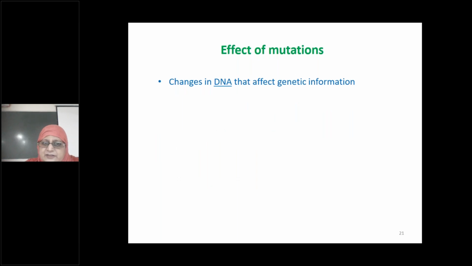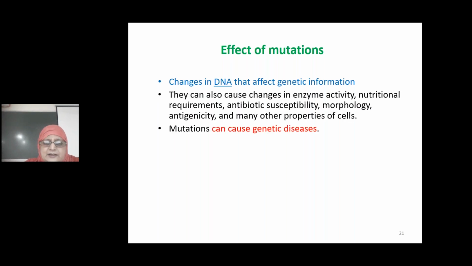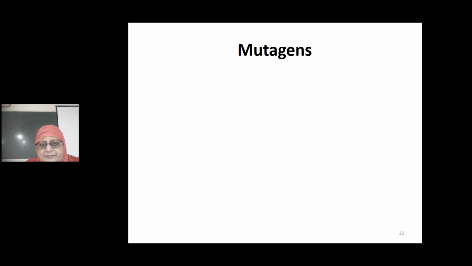Now, what are the effects of mutation? The mutation will cause a change in the DNA, and a change in DNA will affect the genetic information. Because of the change in genetic information, they can cause a change in enzyme activity. They may change the nutritional requirements, antibiotic susceptibility, morphology, antigenicity, and many other properties of the cell will be affected. So mutations can lead to genetic diseases.